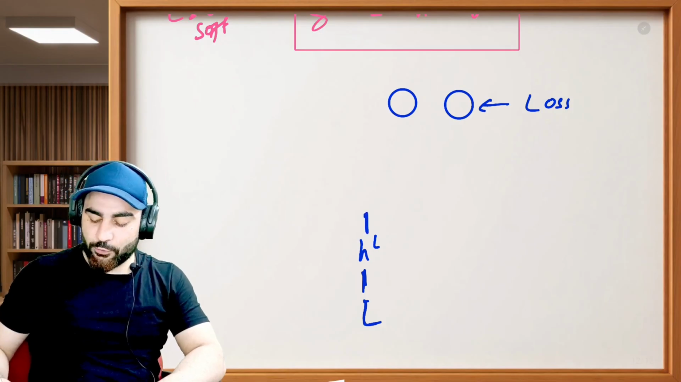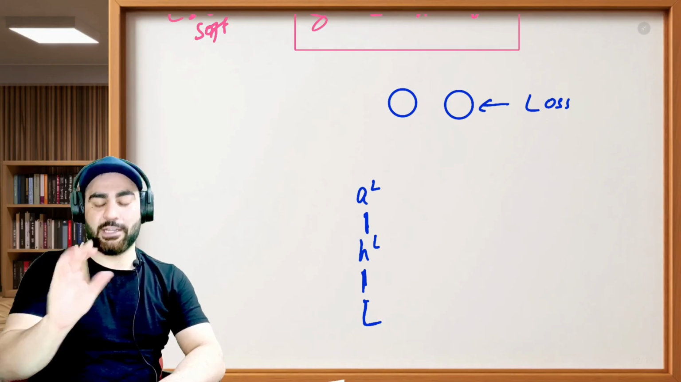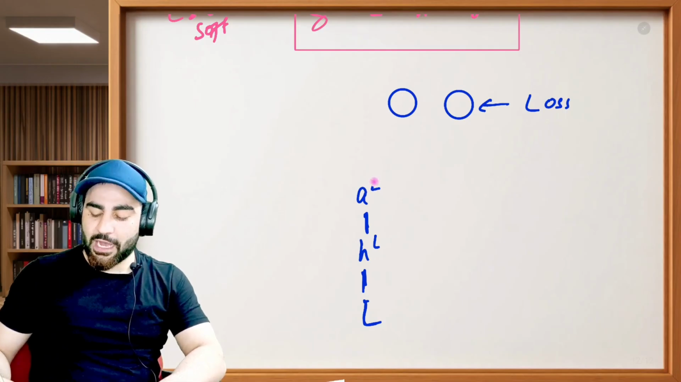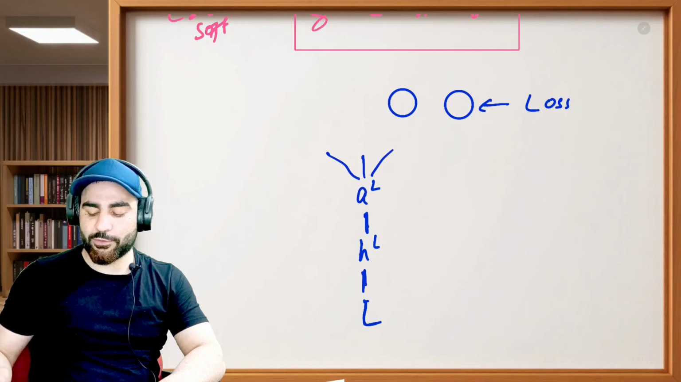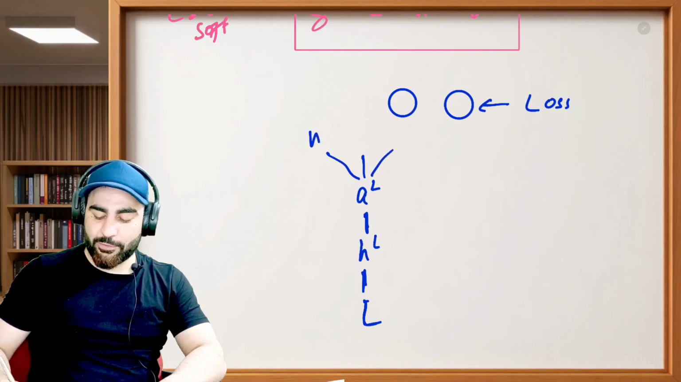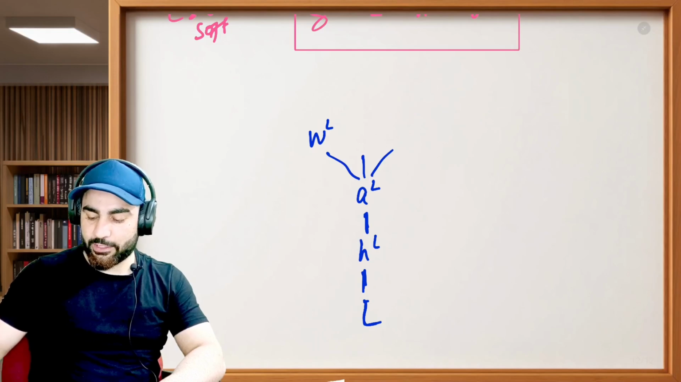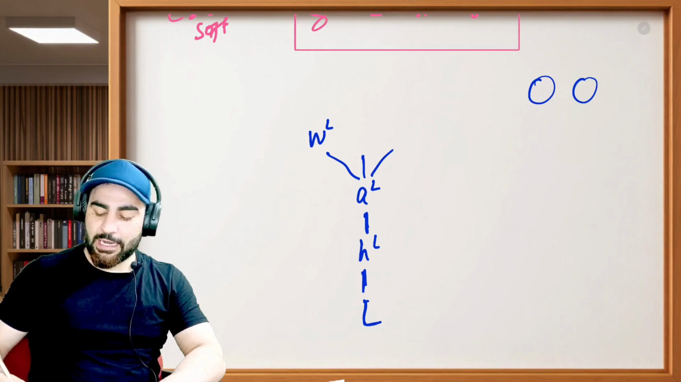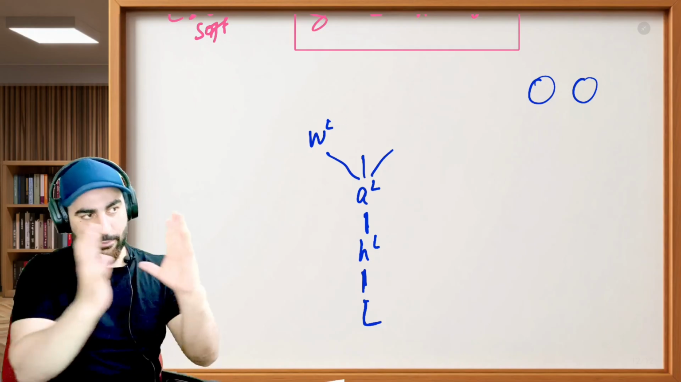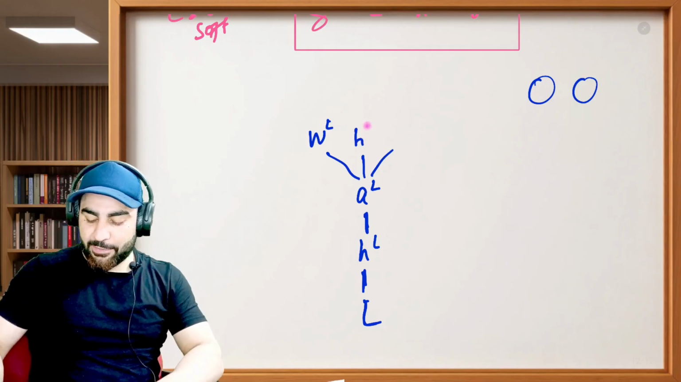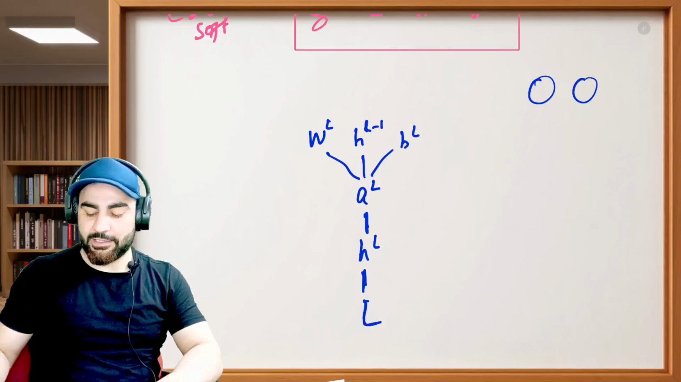And before this, how do we get h_L? We got it by applying an activation function on a_L. But how was this a_L computed? This a_L was computed from 3 things: W_L, h_{L-1}, and b_L. I'll write it over here: these are our 2 neurons, and this is our loss. So this is how it was computed.